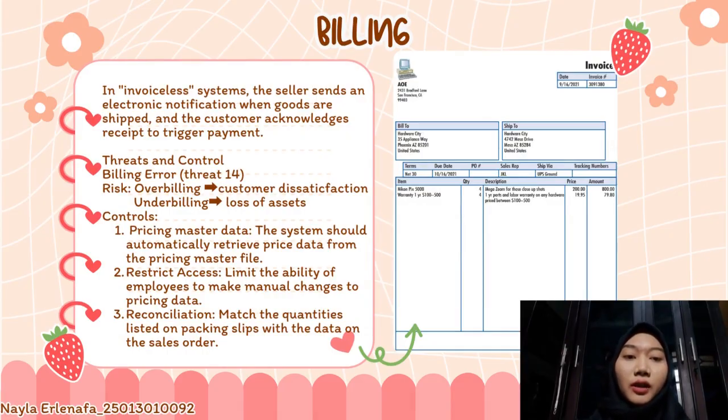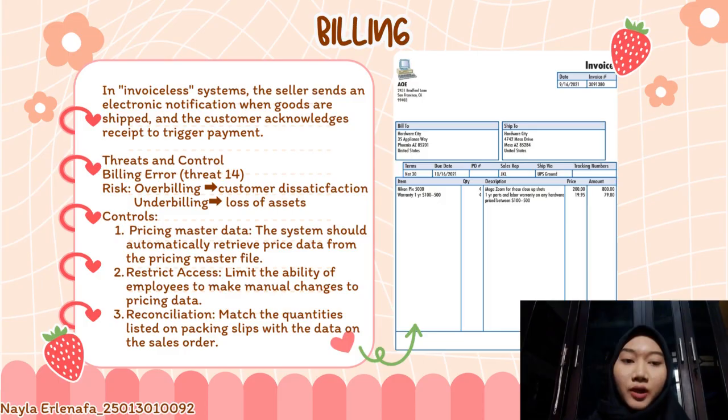So when using invoicing, there are some threats that will be faced, right? The threat is billing error, threat number 14. A billing error is like a pricing mistake, and billing a customer for an item not shipped or on back order represents another potential threat. It has some risk. If it's overbilling, it can result in customer dissatisfaction, right? And underbilling will result in the loss of assets.